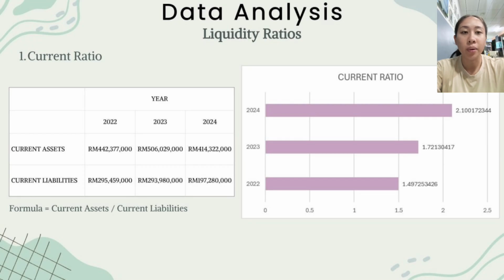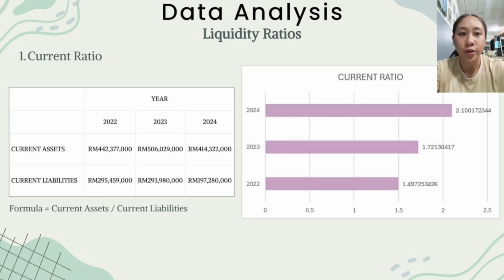Now I will present the liquidity ratio. Liquidity ratio is used to measure the ability of a company to meet short-term financial obligations or not. In liquidity ratio, I will compute the current ratio and also the quick ratio, also known as the acid test ratio. The formula to compute current ratio is the current asset divided by the current liability.